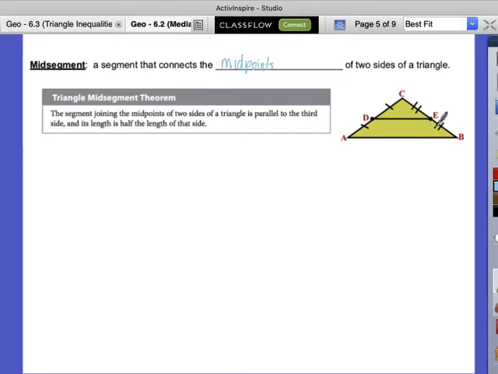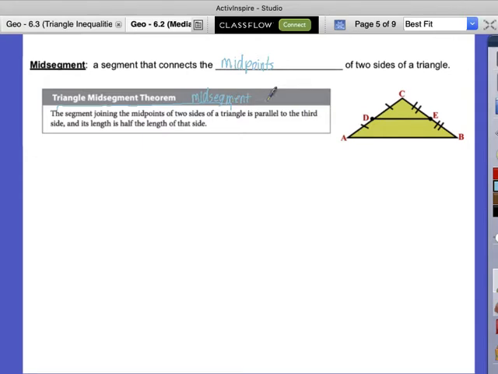Anyway, triangle mid-segment theorem. The segment joining the midpoints of two sides of a triangle. What did we call that? The mid-segment. We call that the mid-segment. The segment joining the midpoints of two sides of a triangle, that's just a fancy way of saying mid-segment.